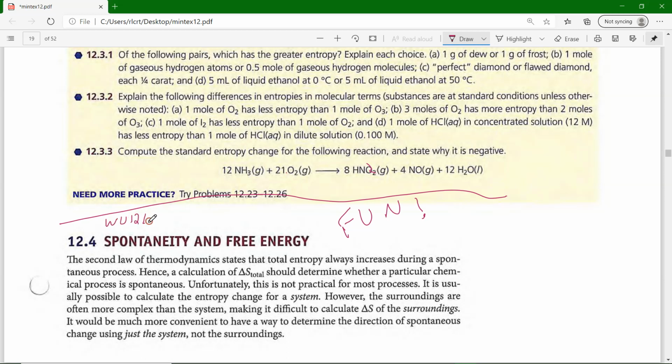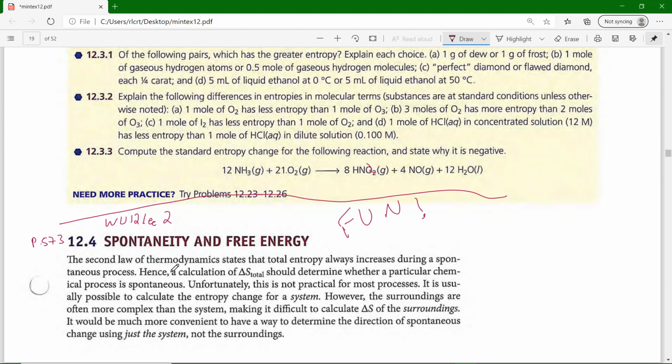This is lecture 2, spontaneity and free energy. In your textbook, we are looking at page 573 and onwards.